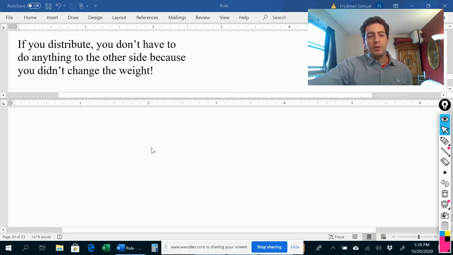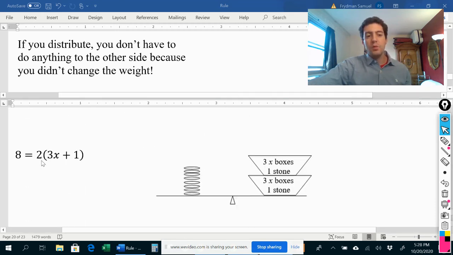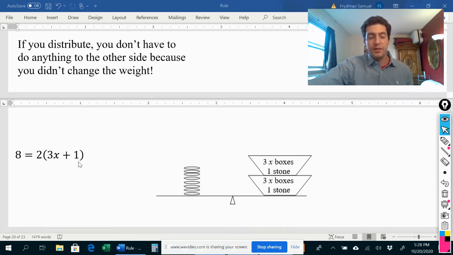If you distribute, so here we have a problem where we might want to distribute, right? So we have 2 times all of this stuff in parentheses. If you distribute, you don't have to do anything to the other side because just like the very first example that we talked about in this video, you didn't change the weight. If we distribute something, we're not changing the weight. So here's an example that we can look at to understand why we don't have to do anything to the other side if we distribute.